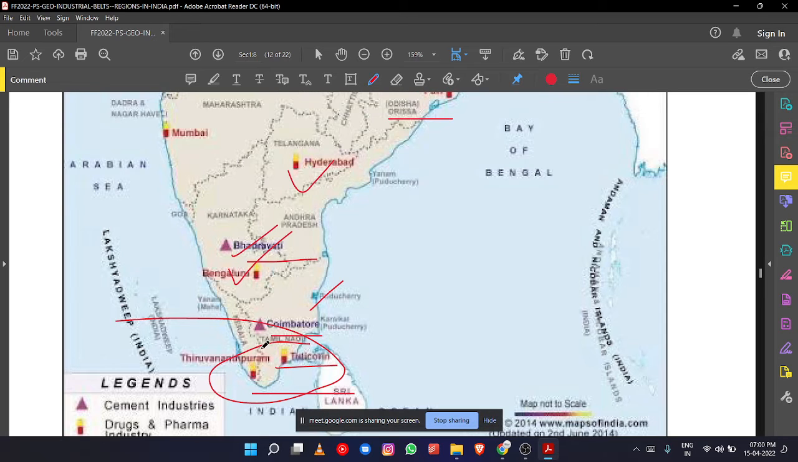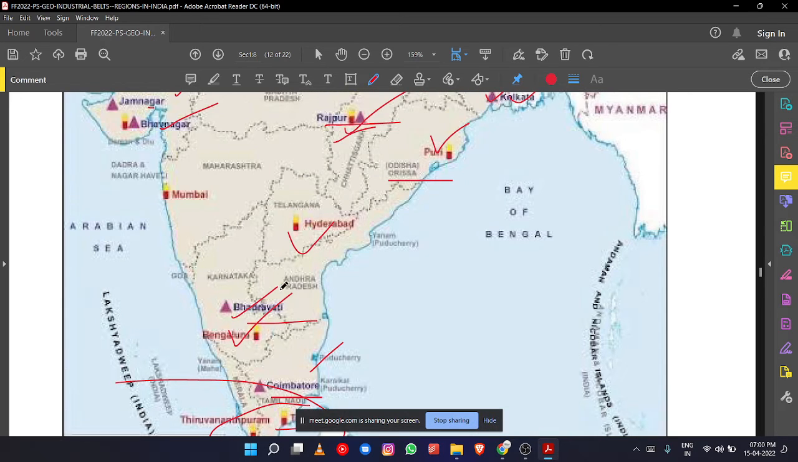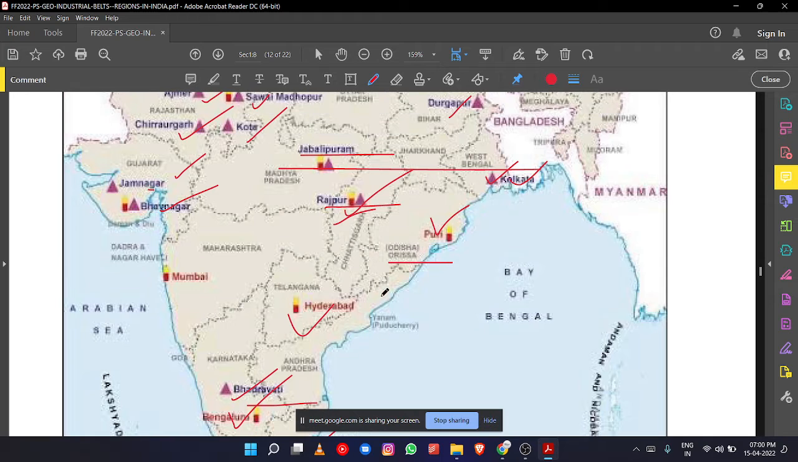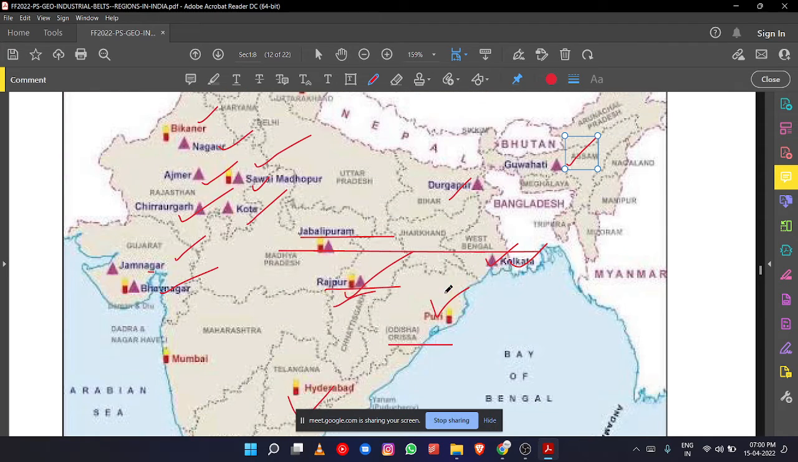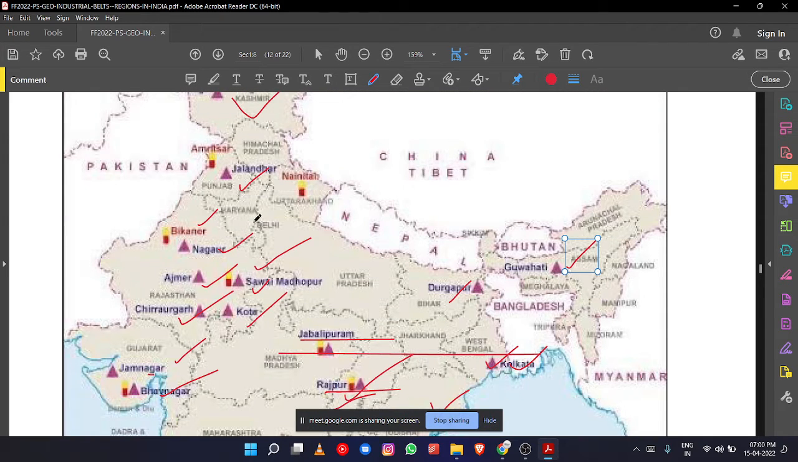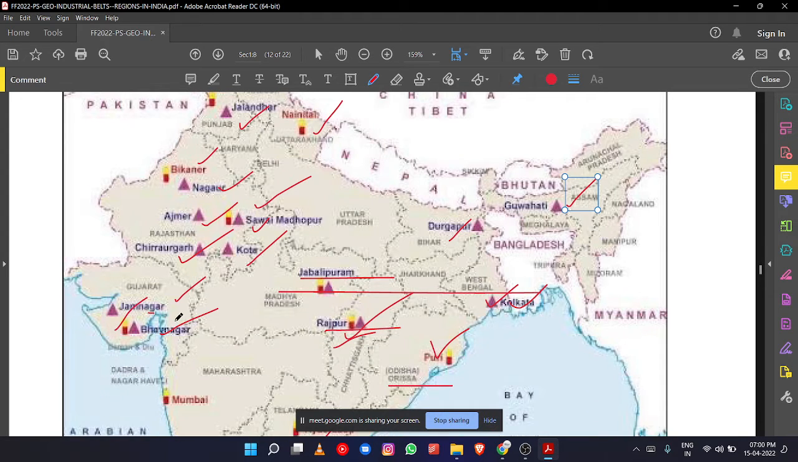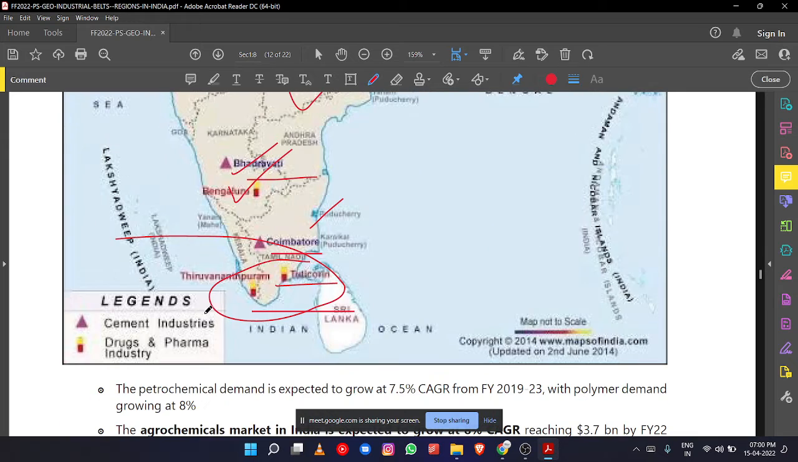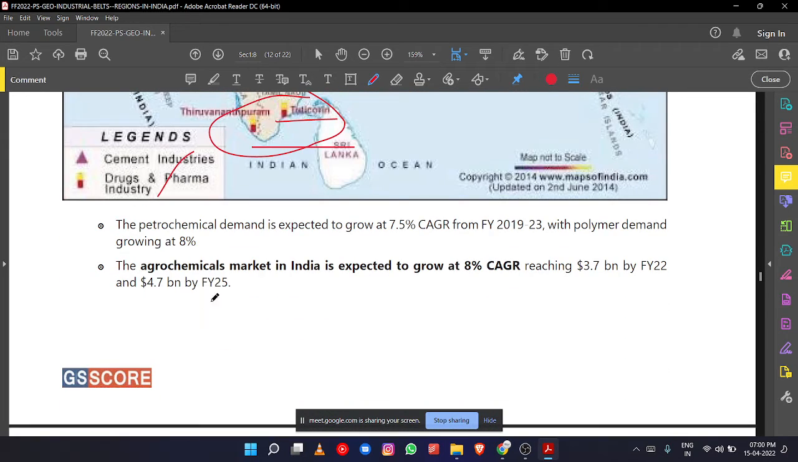Tamil Nadu, Tuticorin, Thiruvananthapuram, Mumbai. Bangalore, Hyderabad, Raipur, Puri, and Bikaner, Amritsar, and Nainital, and this Bhavnagar area. These are the major areas for production of industries. The petrochemicals demand is going to be increased by 7.5% CAGR.